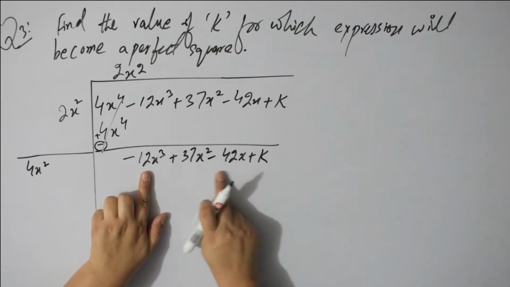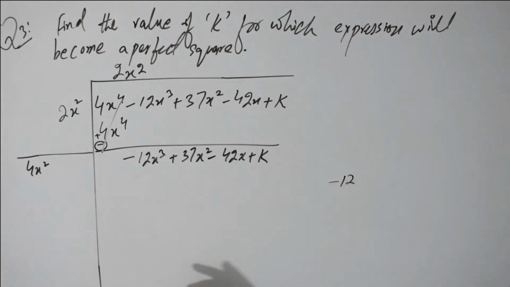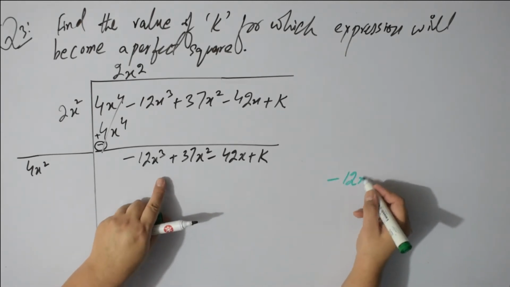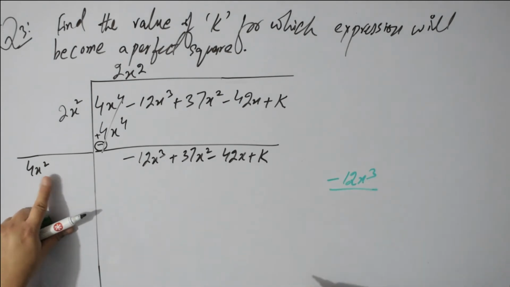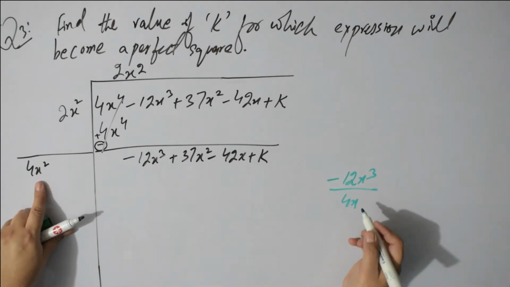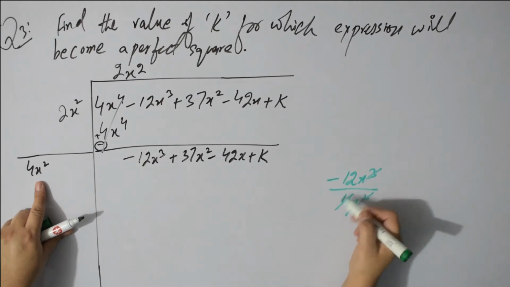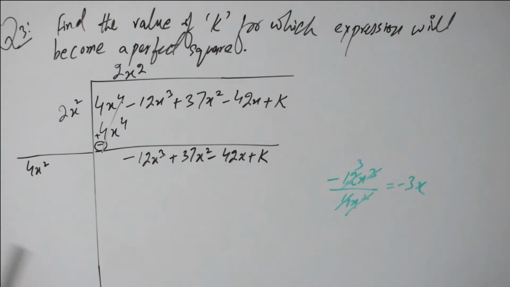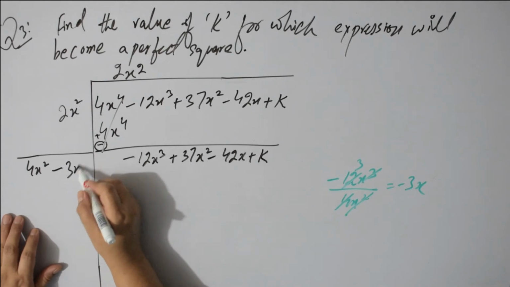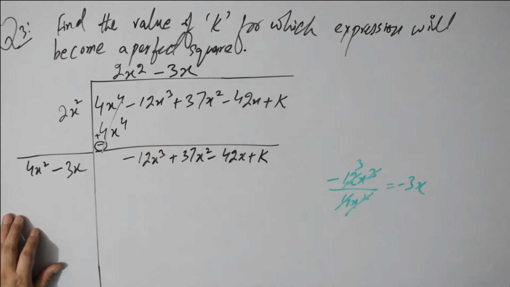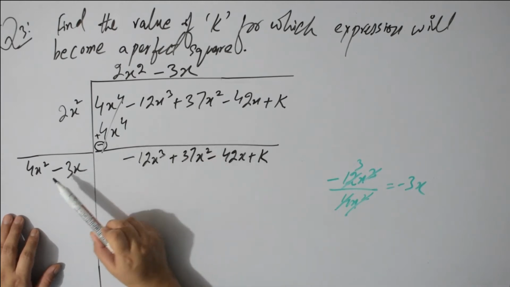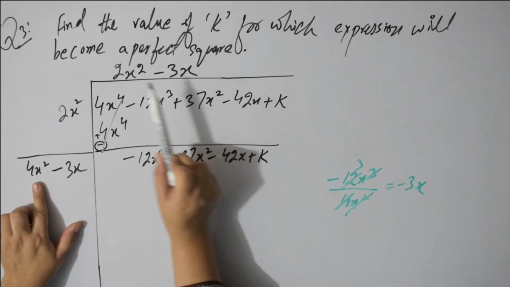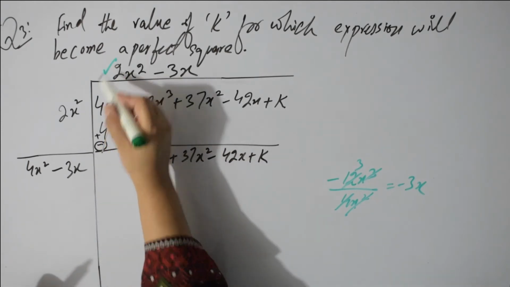The first term of the remainder, which I am using with the green marker, minus 12x cube, is divided by the first term of this divisor. Already I have one divisor, so we will consider this one. It will cancel, 4 3s are 12, so minus 3x. My next divisor is minus 3x. Next you will multiply both the terms of the divisor with this quotient, because you have already done this multiplication.